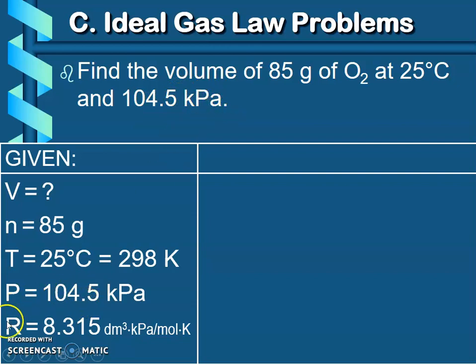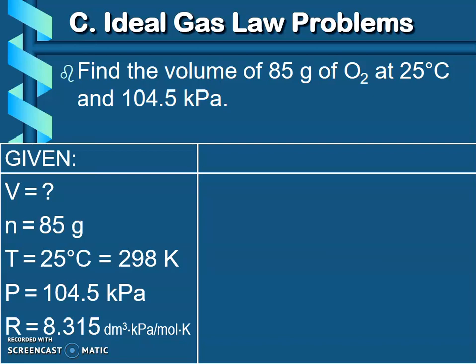Okay, so which R do I need? Because I've been given kilopascals, I need that second one, 8.315 decimeters cubed kilopascals. Okay, so they match. Okay, all right, so let's start working. So I can't just plug this into my equation yet because I don't have moles. So I need to use my old skills that we learned a while back in calculating moles. Okay, so I have 85 grams. How do I convert from grams to moles? I use my molar mass.